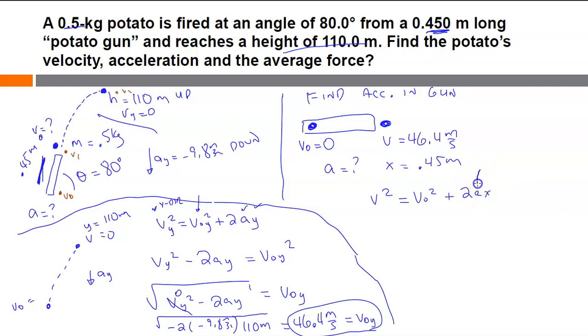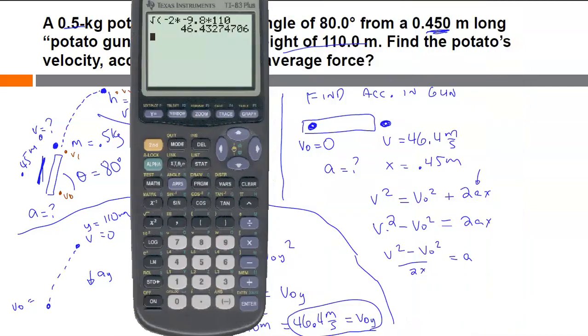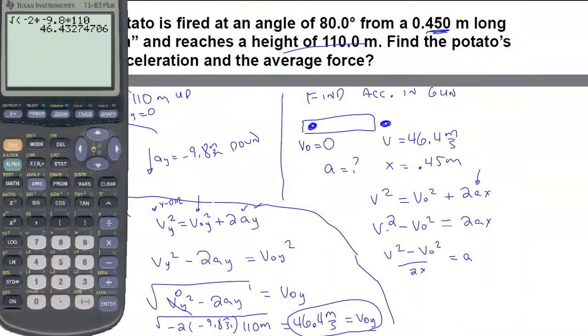And I'm looking for a, so I need to subtract v naught squared from both sides. That gives me 2ax. I need to divide by the 2 and the x. So v squared minus v naught squared over 2x equals a. And I have the numbers for that. I'll write them in here. I was trying to save a little bit of room, but I guess I need to put it.